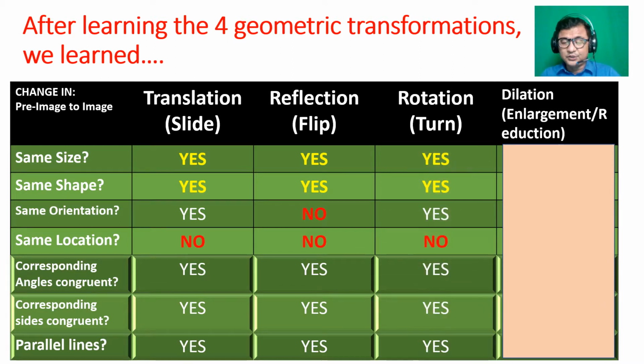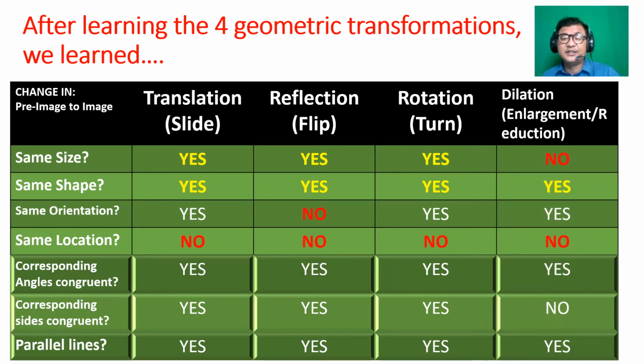In rotation, we've learned that everything is preserved except the location. It just turns around and goes somewhere else. But in dilation, we learned that there's a no here, the size that matters. They all look alike, but it's the size that goes bigger or smaller.